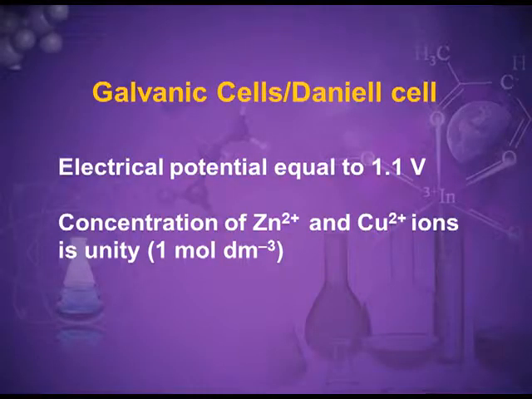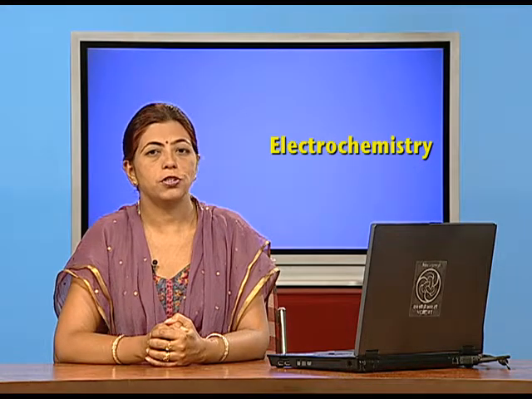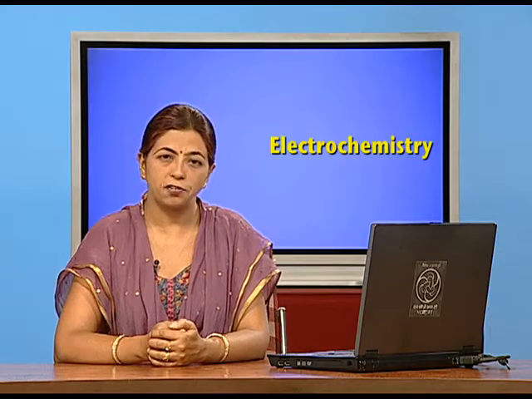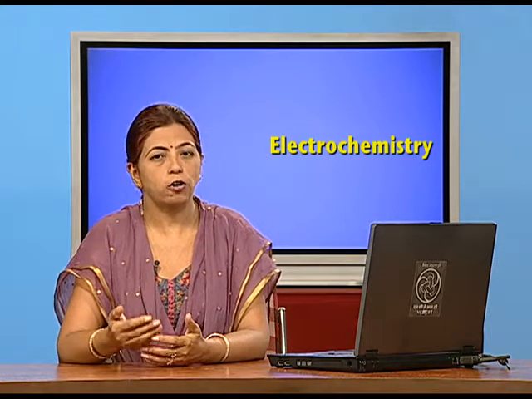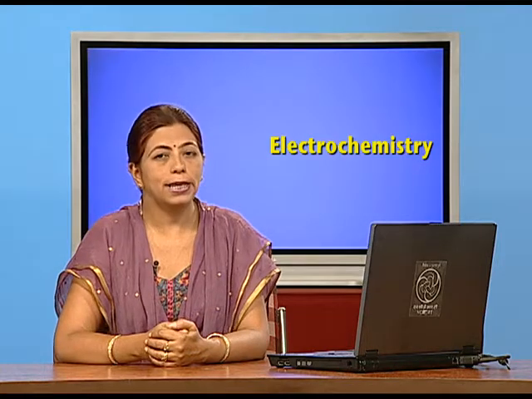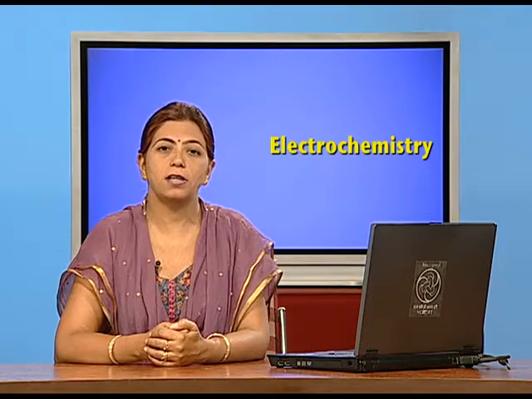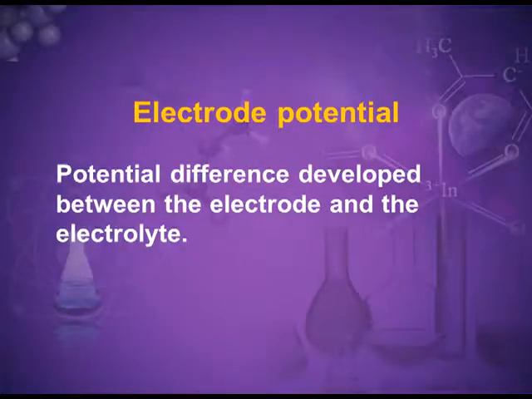The concentrations of the zinc ions and the copper ions are taken as unity. Now let me explain a few terms which you must know as definitions or for the further concepts of solving the numericals. Electrode potential. Electrode potential is defined as the potential difference between the electrode and the electrolytic solution, or you can simply say the electrolyte.